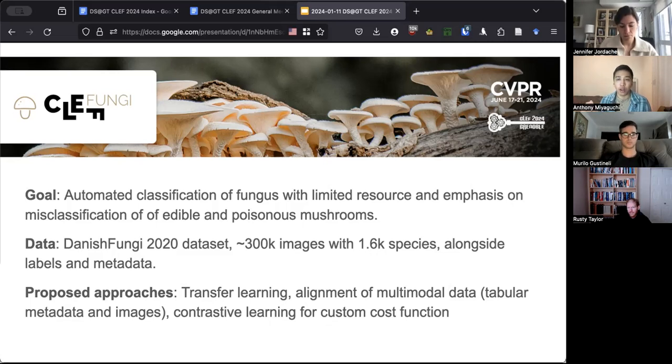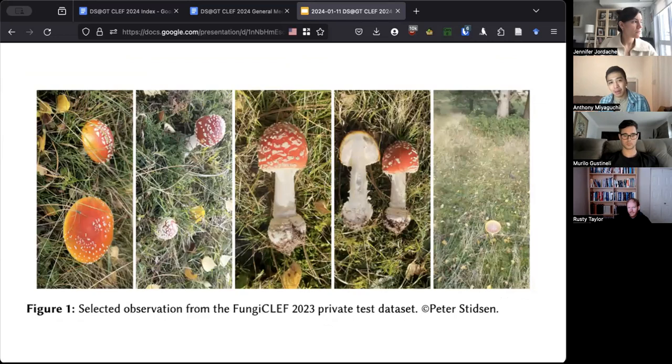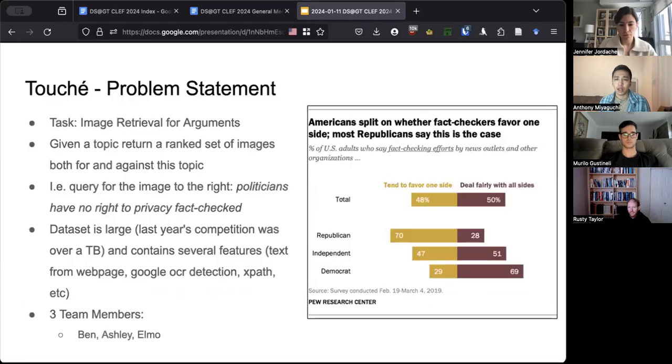Of course, the transfer learning with DINOv2, but this idea of multimodal data, other teams have used CLIP, which is text models that are conditioned on images. I think contrastive learning might be a great way of being able to do this one-shot learning. But these are some examples of mushrooms that are part of the data set. And so I think these two LifeCLEF competitions, SnakeCLEF and FungiCLEF, alongside PlantCLEF, are going to be kind of an interesting group. So next is Touché.